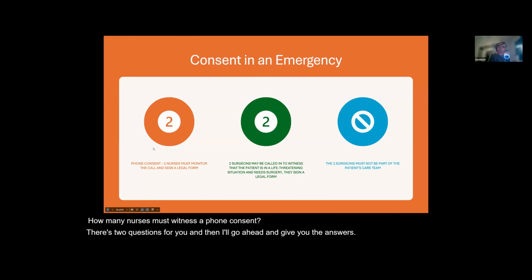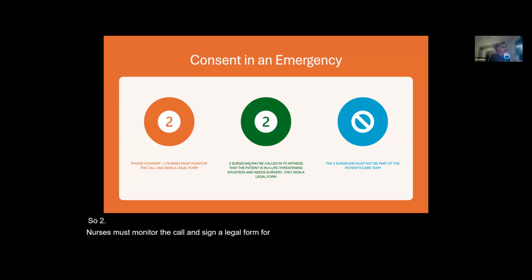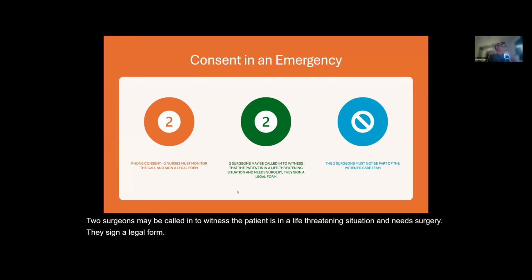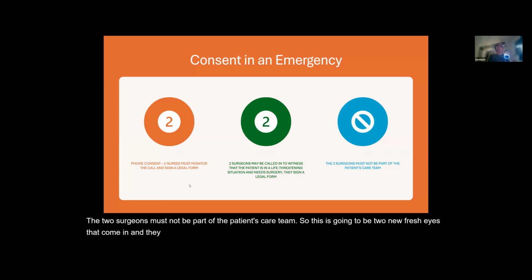So 2 nurses must monitor the call and sign a legal form for phone consent. 2 surgeons may be called in to witness the patient is in a life-threatening situation and needs surgery. They sign a legal form. The 2 surgeons must not be part of the patient's care team. So this is going to be 2 new, fresh eyes that come in and they see what's going on and decide about the surgery.